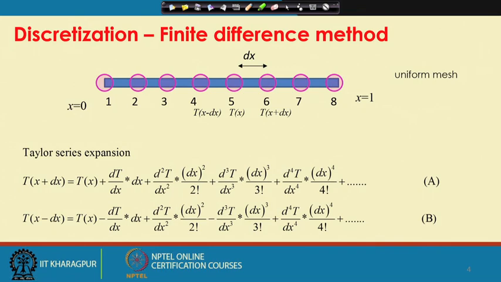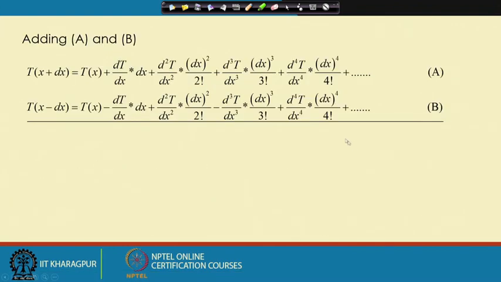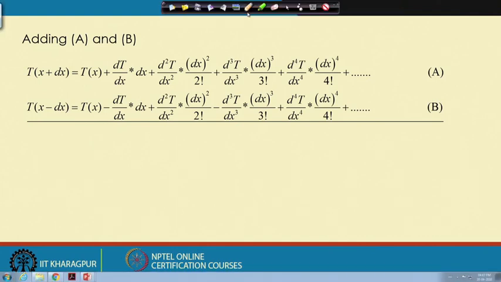Now, what we will do? We will add these two equations. So, if we add A with B, what will happen? The plus dT/dx minus dT/dx will cancel out, plus d3T/dx cube minus d3T/dx cube will cancel out, and the next terms will cancel out. So, only even power terms will be there, odd power terms will be cancelled out.